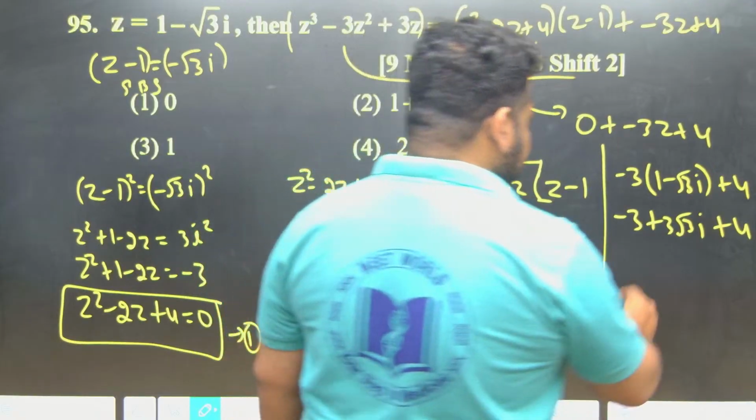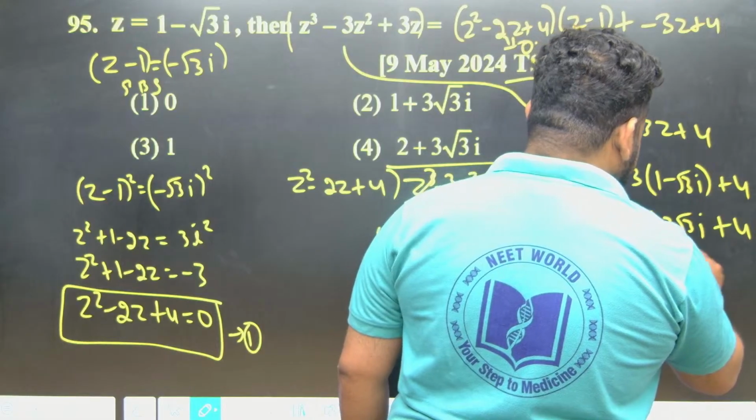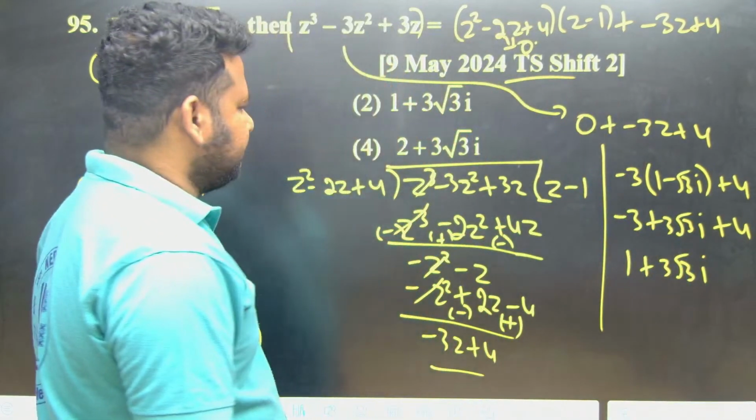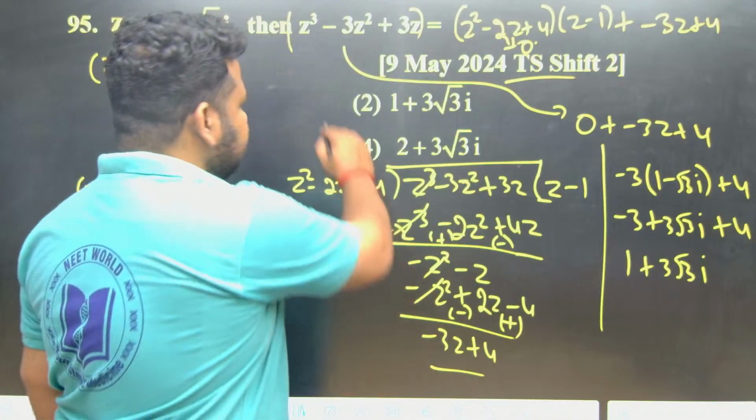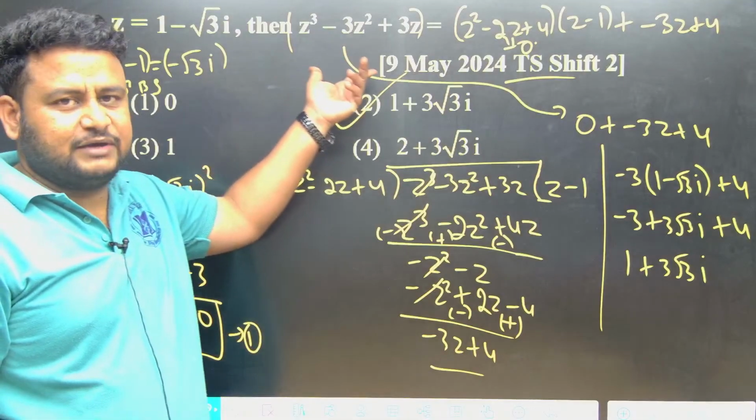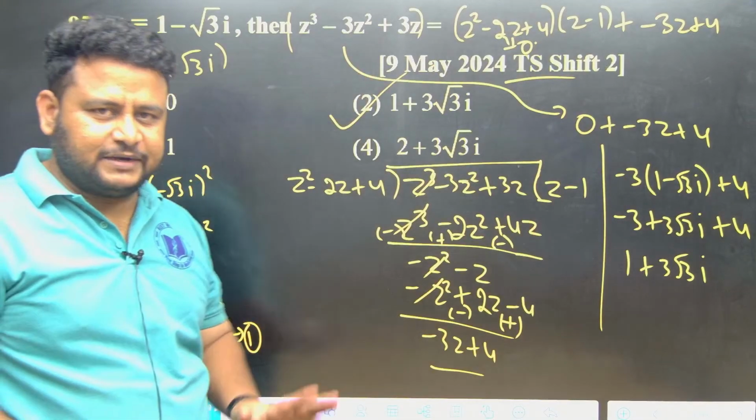So, what will I have? 4 minus 3 is 1, so 1 plus 3 root 3 i. Which is the option? That is nothing but the second option. Clear, friends? This is how easily we can solve instead of putting the value directly. I hope it is clear.